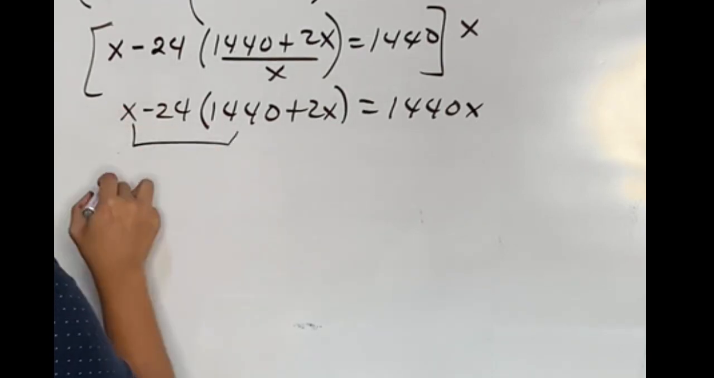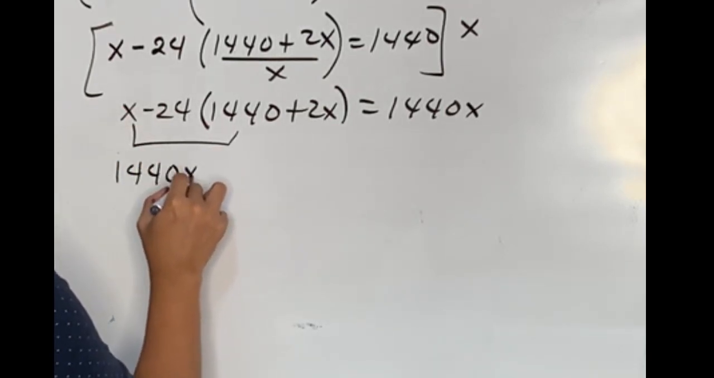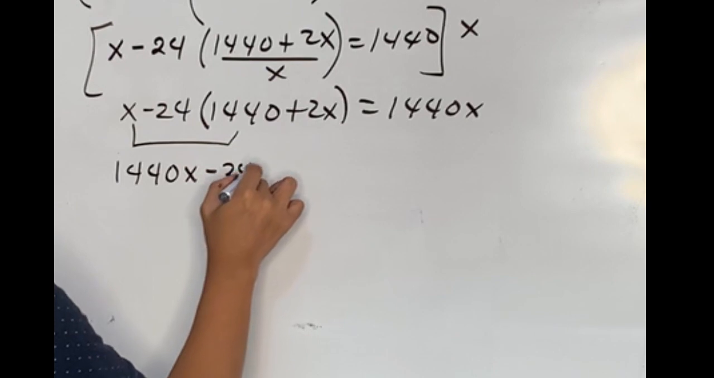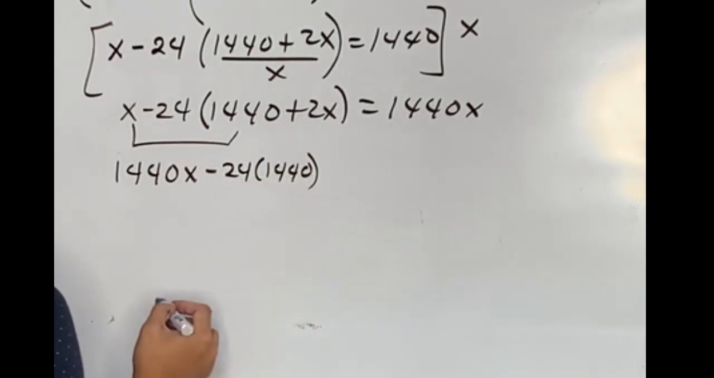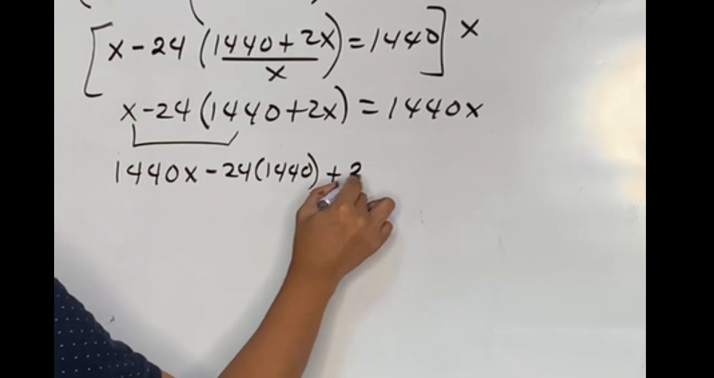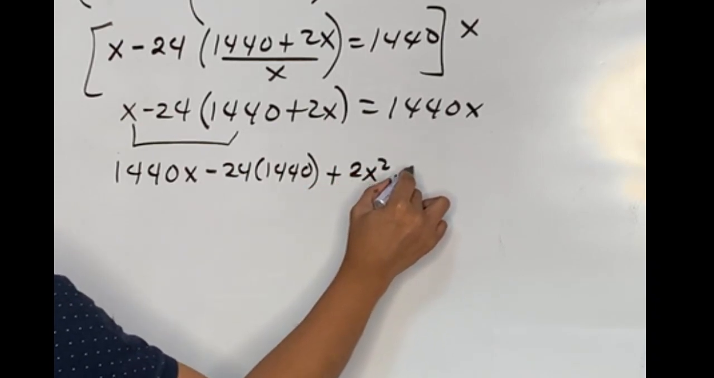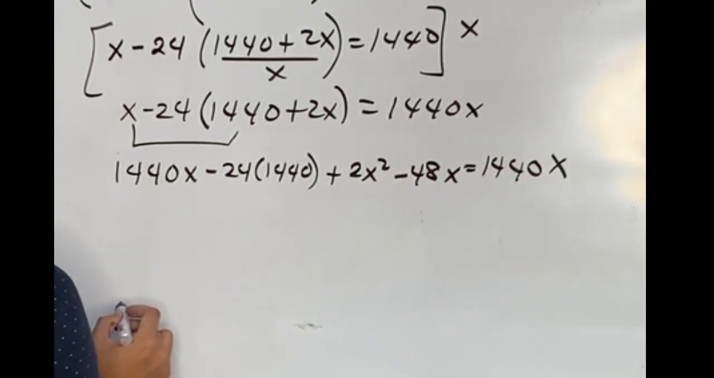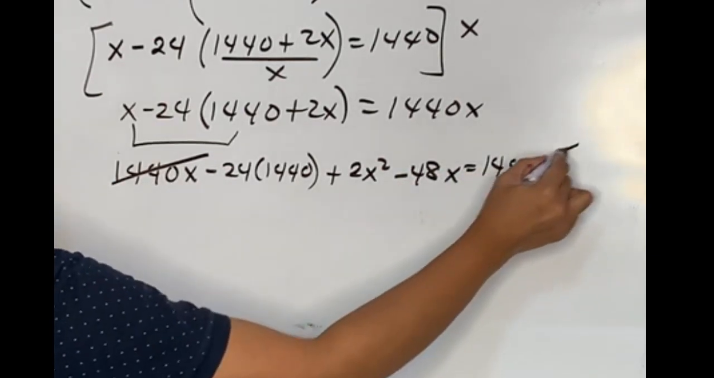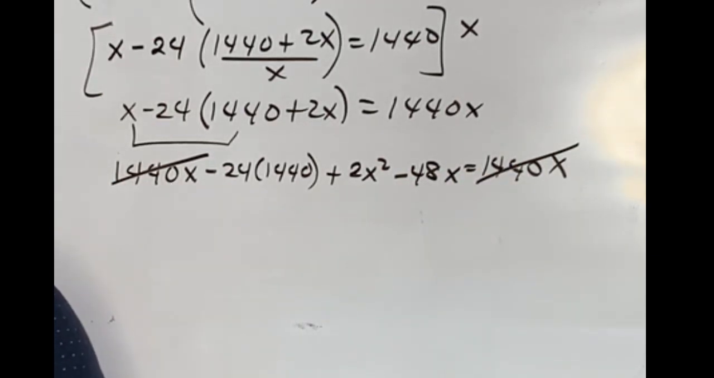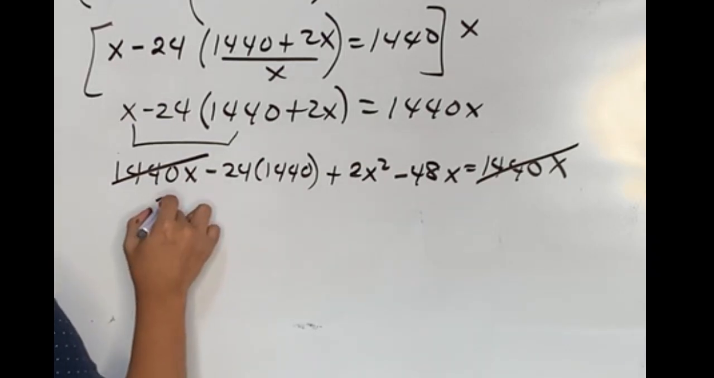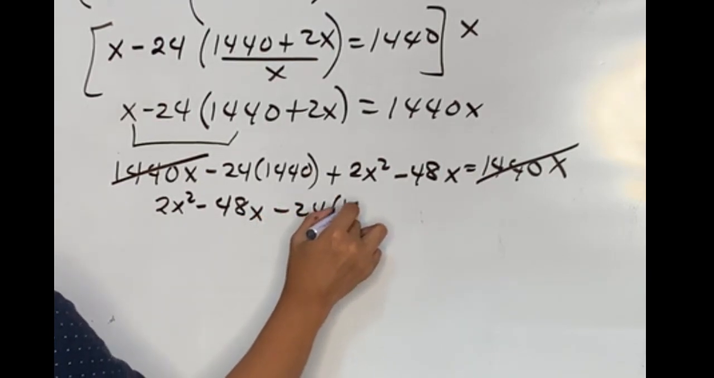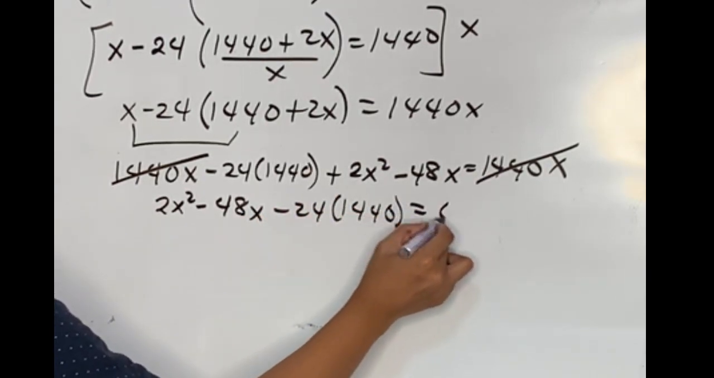Continuing, we will be multiplying by the FOIL method. You will have negative 24 times 1,440 plus 2x squared minus 48x is equal to 1,440x. Both sides of the equation have 1,440x, so we subtract it, and the right side becomes 0. So you will come up with 2x squared minus 48x minus 24 times 1,440 is equal to 0.